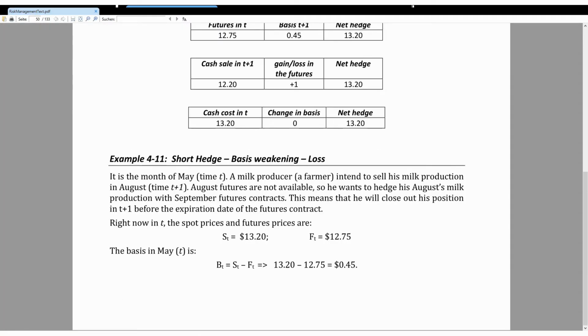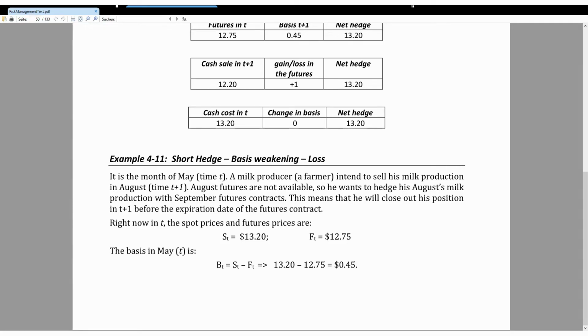That would be 4.11, a short hedge again, with a weakening basis, which results in a loss for that position. Let's quickly look at the data. It's the month of May. A milk producer intends to sell his milk production in August, time t plus 1. August futures are not available, so he goes into September futures. So let's look at the prices.